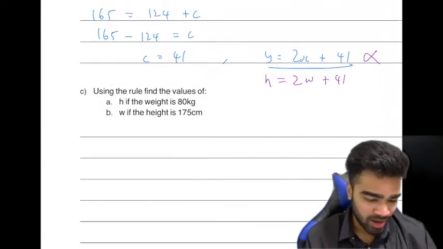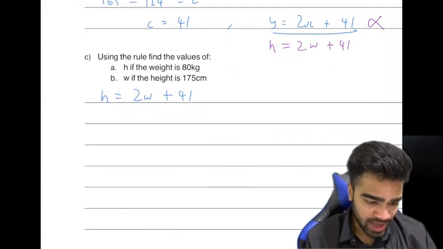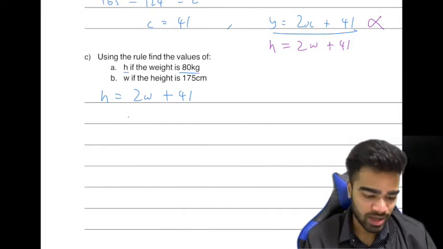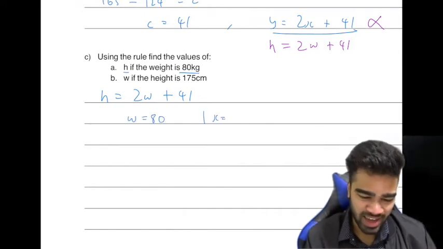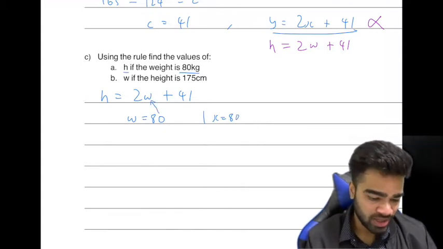Alright, so our equation, like I said, is h is equal to 2w plus 41. Okay, it's saying find the height if someone weighs 80 kilograms. So w is equal to 80. So it's simple to find. It's kind of like saying x is equal to 80. Just saying. So all you have to do is sub it into this formula instead of w.